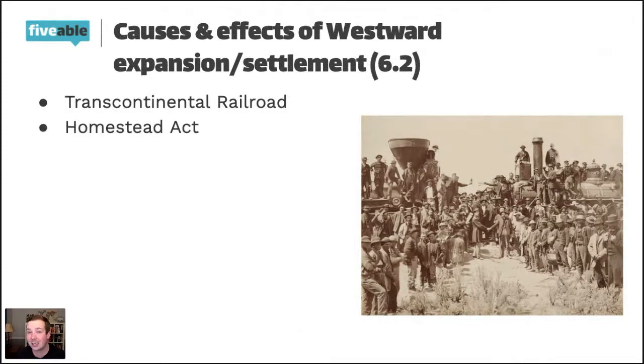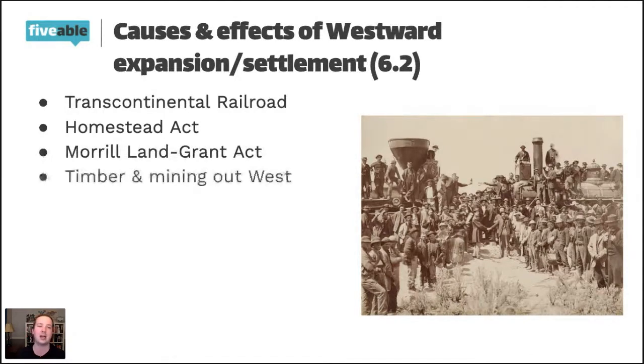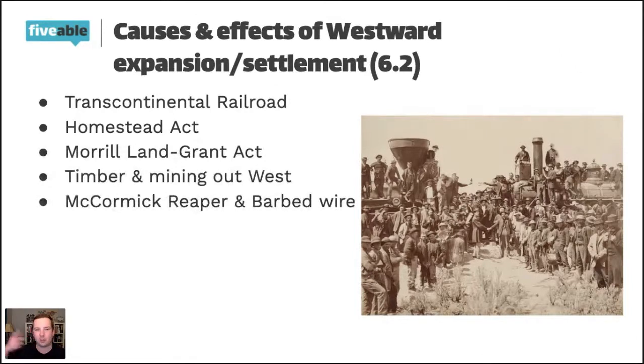The Homestead Act is going to pull people out west with the promise of free land. But of course, free land involves taking it from the Native Americans, so that's going to be a problem. The Morrill Land Grant Act gives land to states for colleges and things like that. People move out west for mining, for timber. And then, of course, there are various inventions that enable this to happen, like the McCormick Reaper, which ends up making farms a whole lot more efficient.